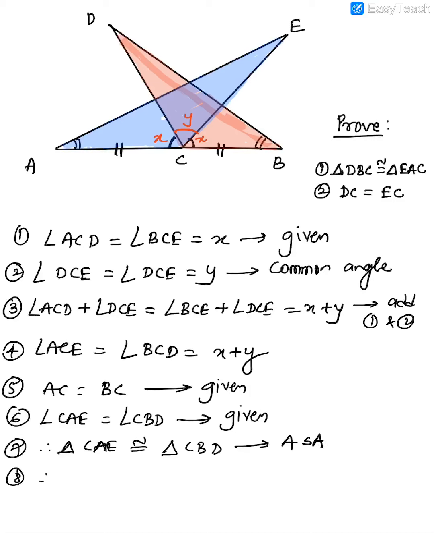And the last statement, therefore triangle DBC is congruent to triangle EAC, hence proved. Sorry, we already proved congruent. It's the same, I've just changed the order in which I wrote, but you can write the same thing again, that therefore triangle DBC is congruent to triangle EAC. And the next statement will write that therefore DC is equal to EC. Reason, CPCT, corresponding parts of congruent triangles. Okay.